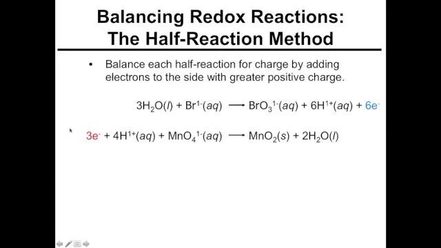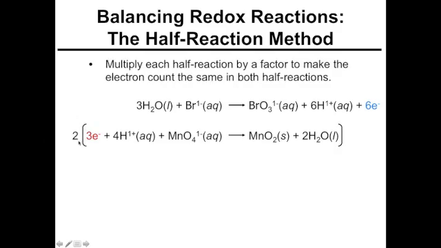So I need to multiply this whole half reaction by 2, not just the electrons, but the whole half reaction by 2 in order to get those electrons to be the same. So that's going to give me 6 electrons, 8 hydrogen ions, 2 permanganate ions, 2 manganese dioxides over here, and 4 waters. So I have to multiply this whole half reaction by 2 so that the electrons will cancel.